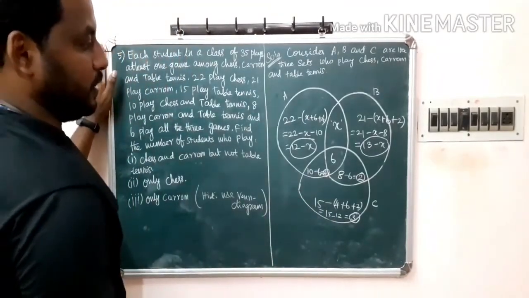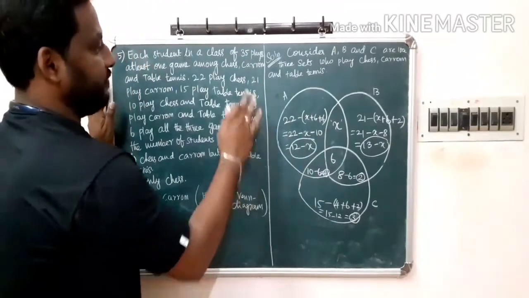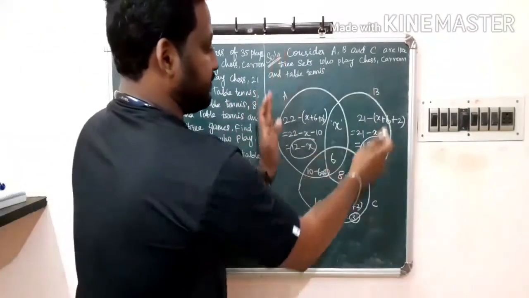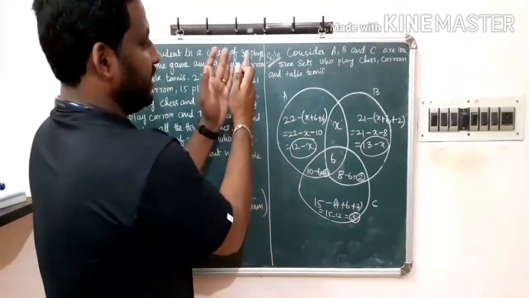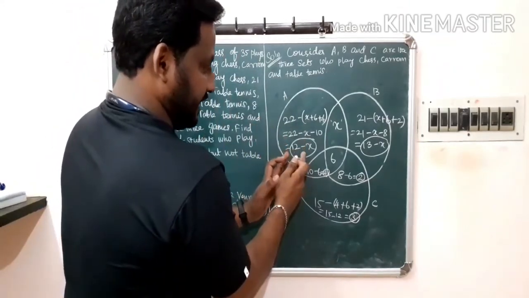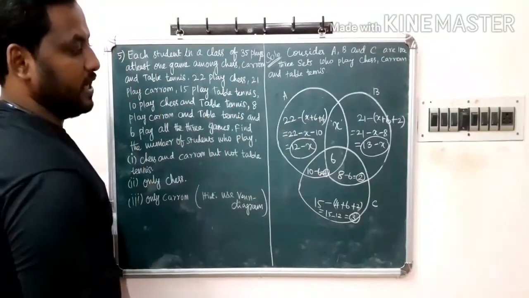Clear? So now you have to find out the value of x. If the total number of students is 35, so the total number of students is 35. If the total number of students is 35, it means that if we add all the values, it is equal to the total number of students.